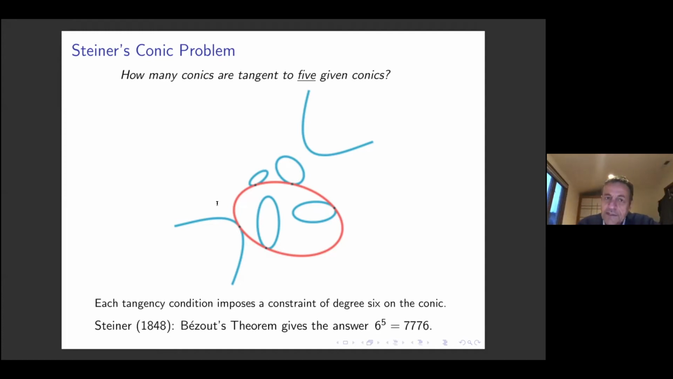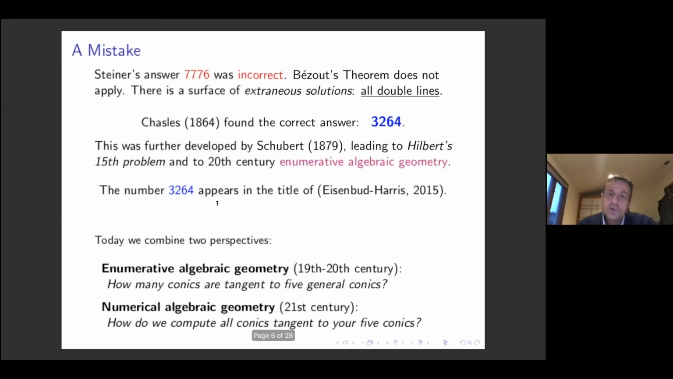Now, this answer, due to Steiner, turned out to be incorrect. Steiner's answer, 6 to the 5th, was incorrect. The reason is that Bezout's theorem does not apply in this situation. This mistake was a very interesting mistake, and it led to interesting historical developments in mathematics. The reason Bezout's theorem does not apply is that there's a surface of extraneous solutions, namely all the double lines, which will be tangent no matter what.